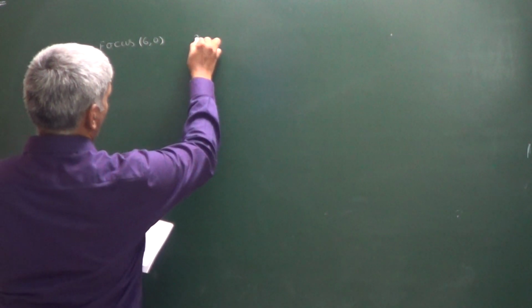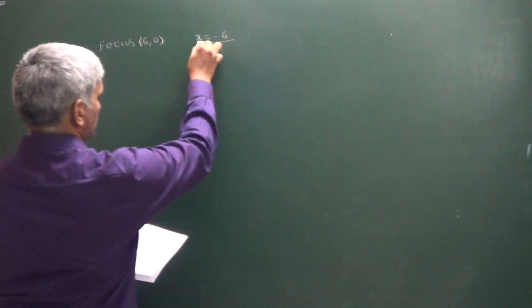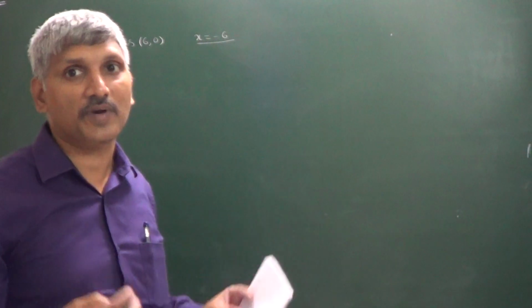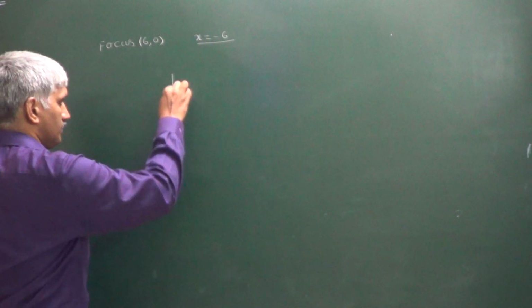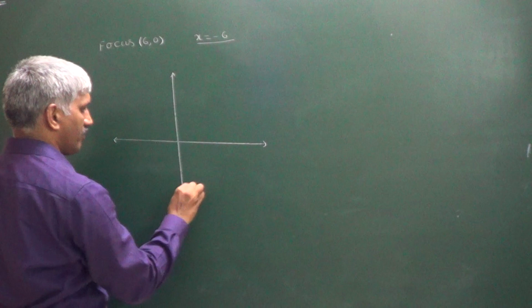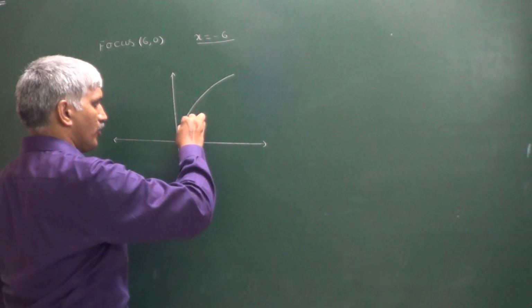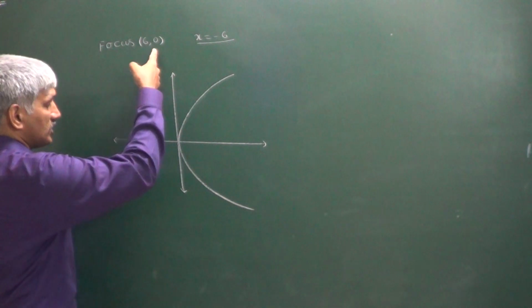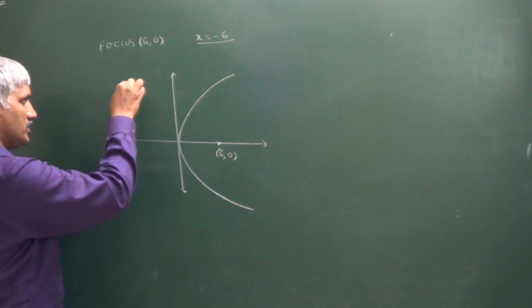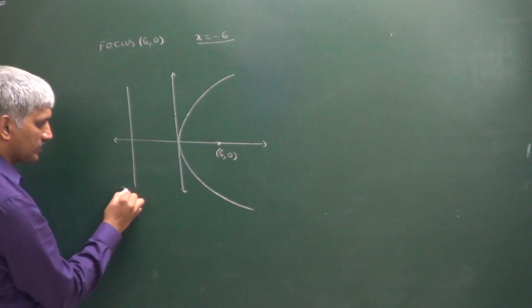Next the question is given like this. The focus is given as (6, 0), and the equation of the directrix is given as x = -6. Focus given, directrix also given. What is the equation of the parabola he is asking? So you know the information very well here. The parabola must be like this, because the focus is (6, 0). Directrix is x = -6.